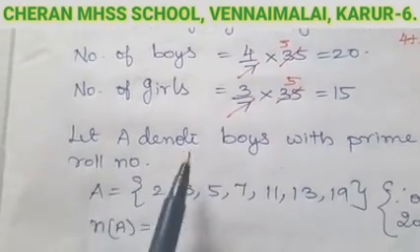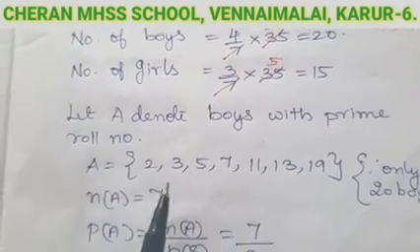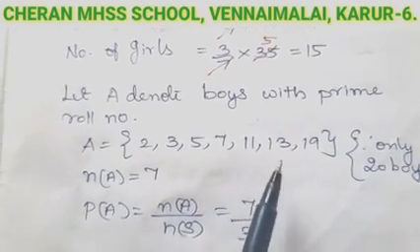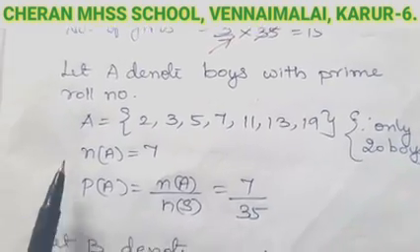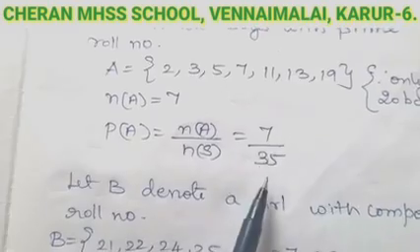Let A denote boys with prime roll number. That is, A is equal to prime numbers. Prime roll numbers are 2, 3, 5, 7, 11, 13, 19. There are only 20 boys. So n of A is 7. P of A is n of A by n of S, 7 by 35.